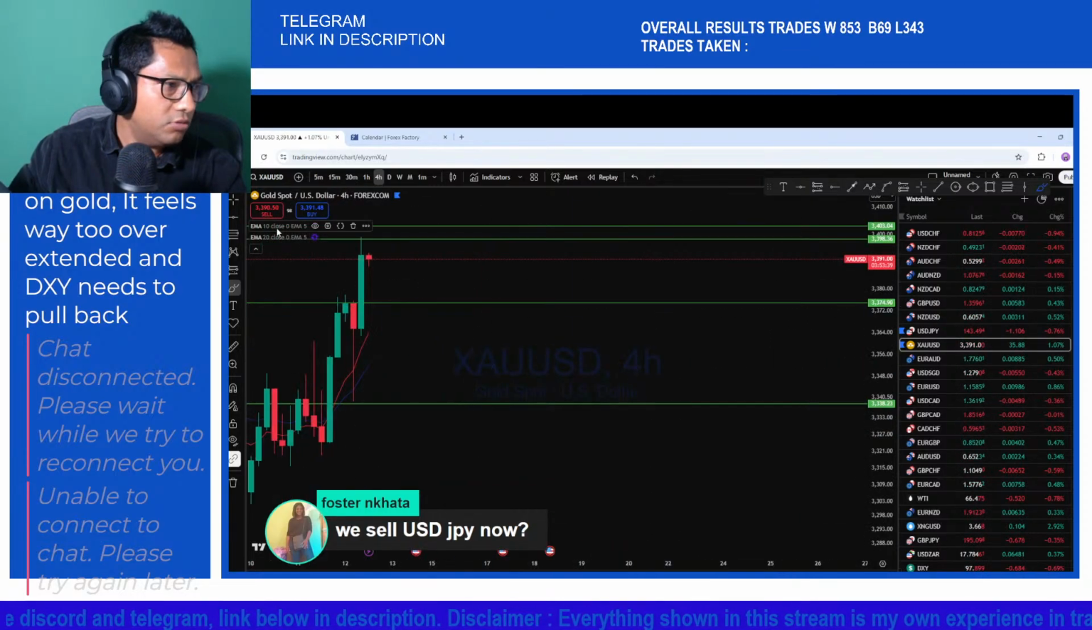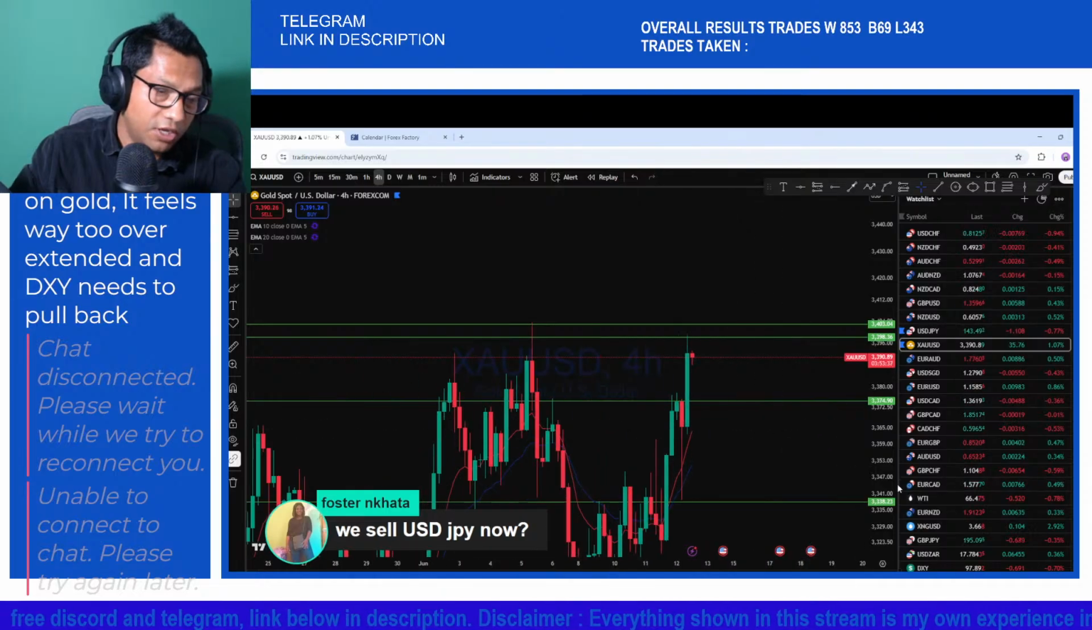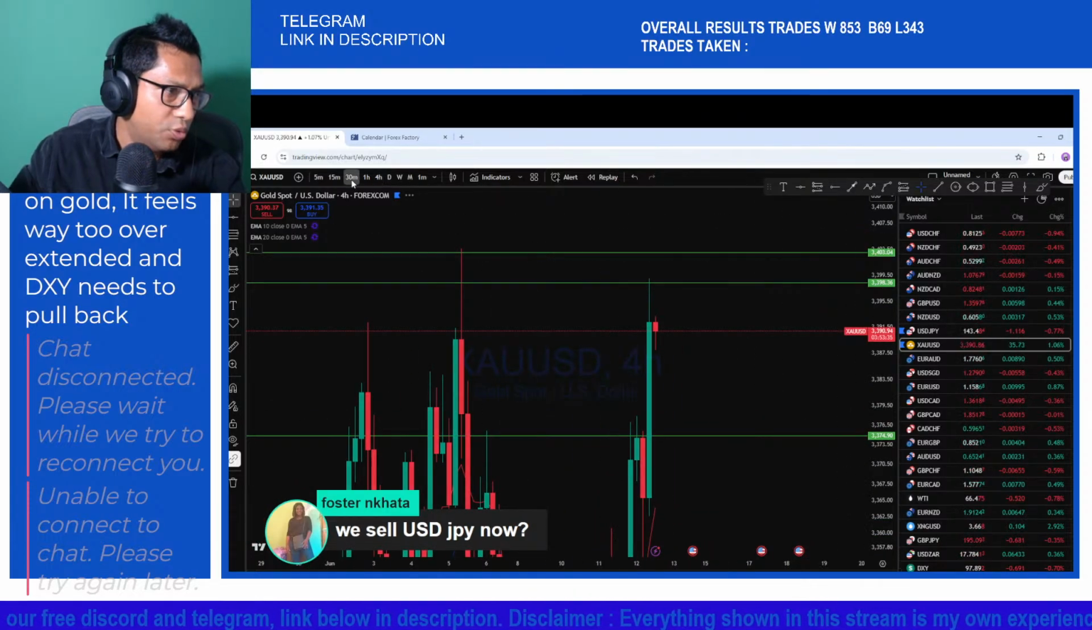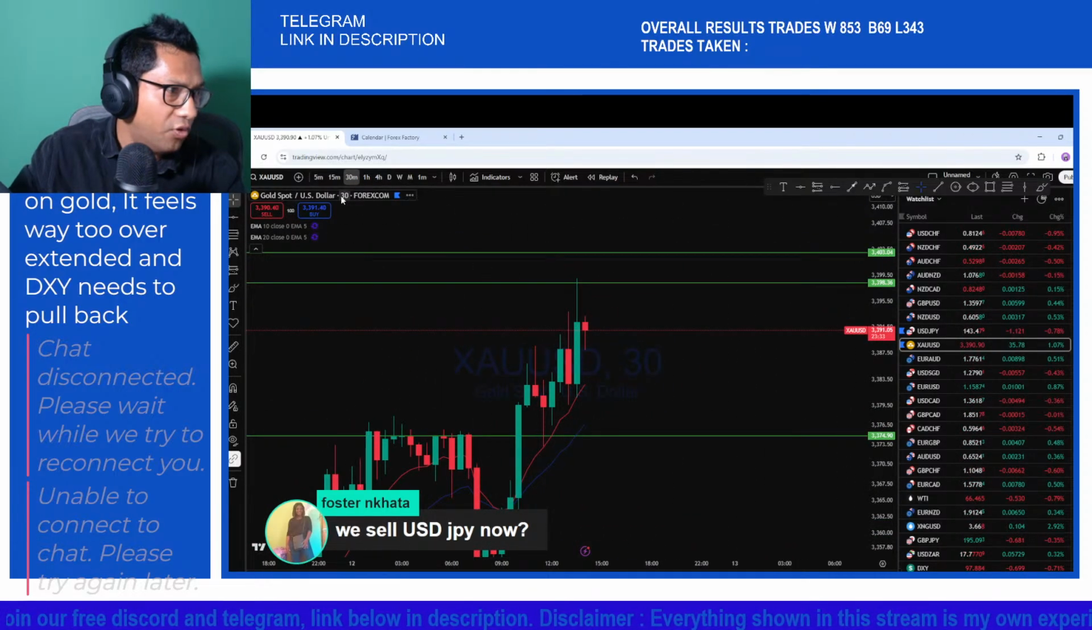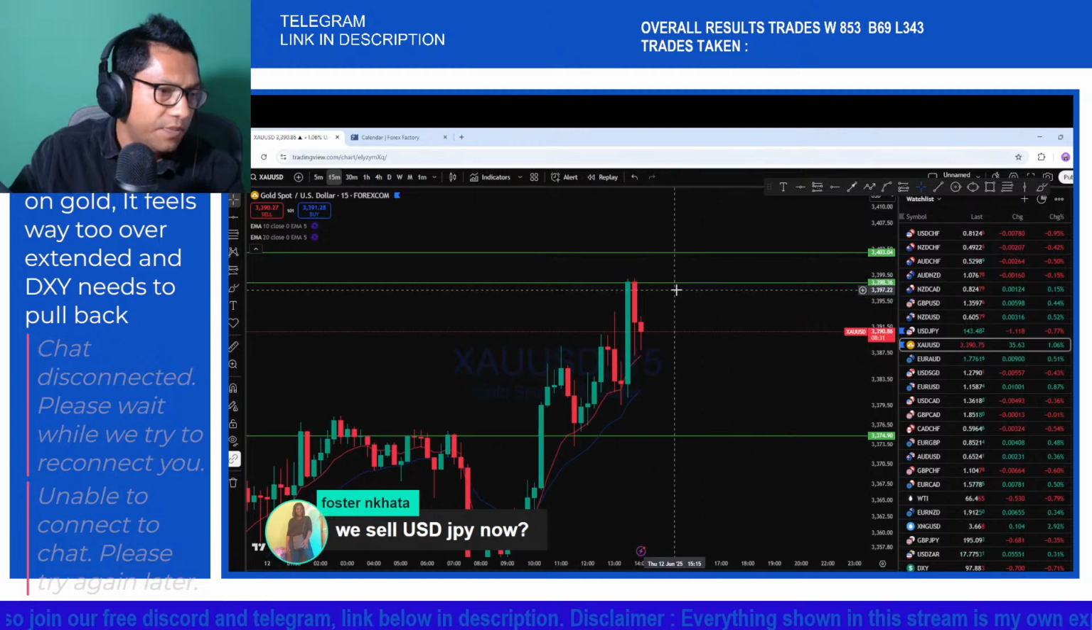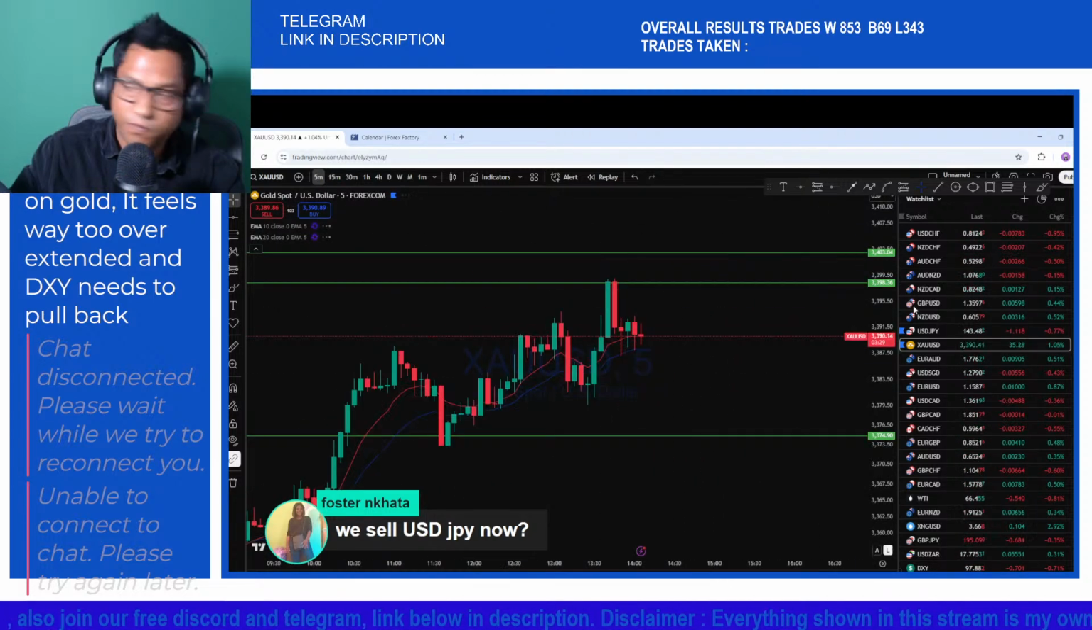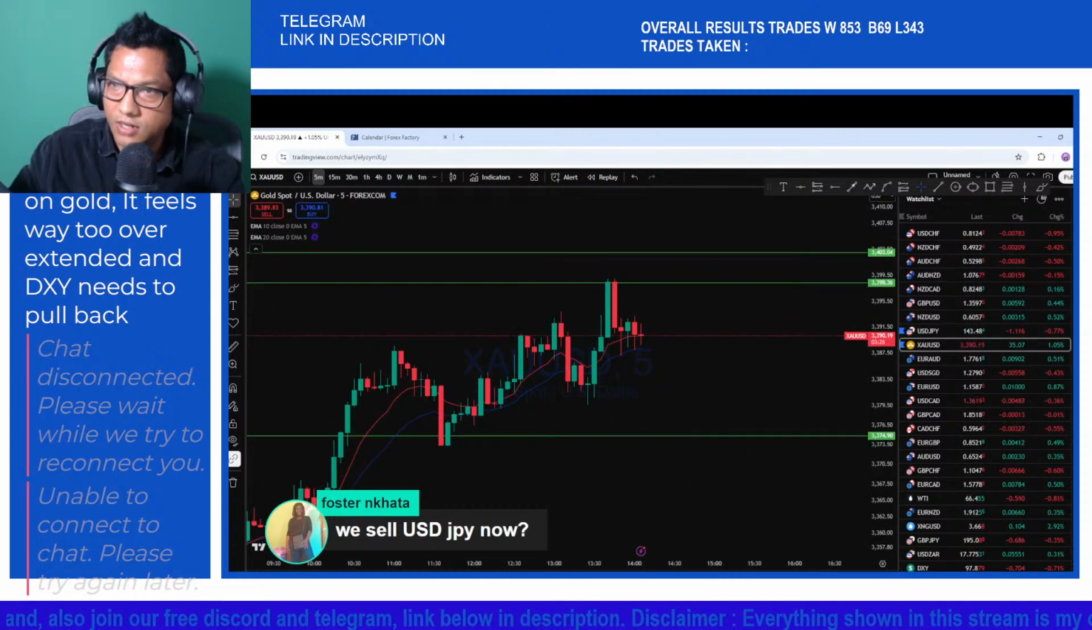So looking at XAUUSD, I was looking at dollar yen. Dollar yen is now on a deeper pullback to the upside. So waiting here on XAUUSD for another potential drop.